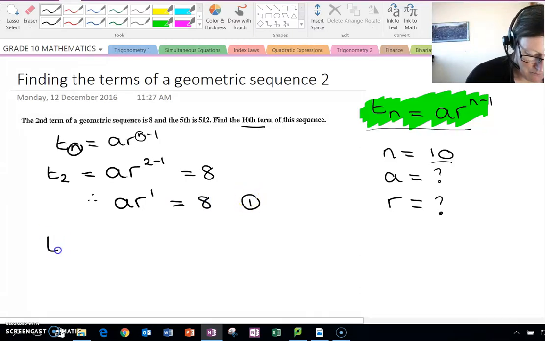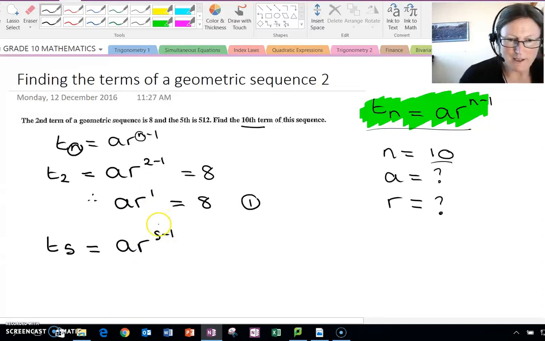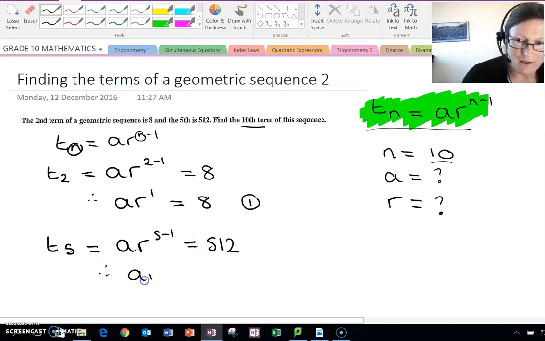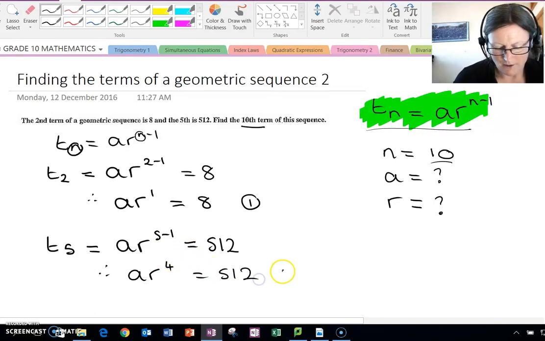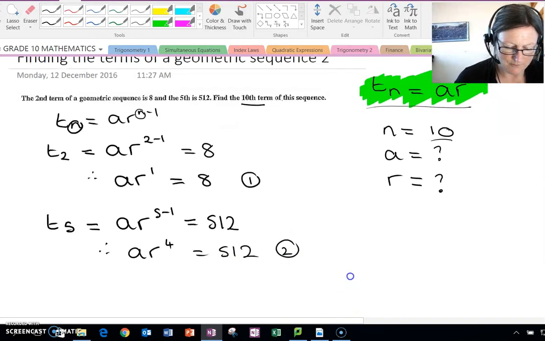I also know the fifth term. So A R to the power of 5 minus 1, because N is 5. I know that my fifth term is 512. So in other words, A R to the power of 4, because 5 minus 1 is 4, is equal to 512. That is my second equation.